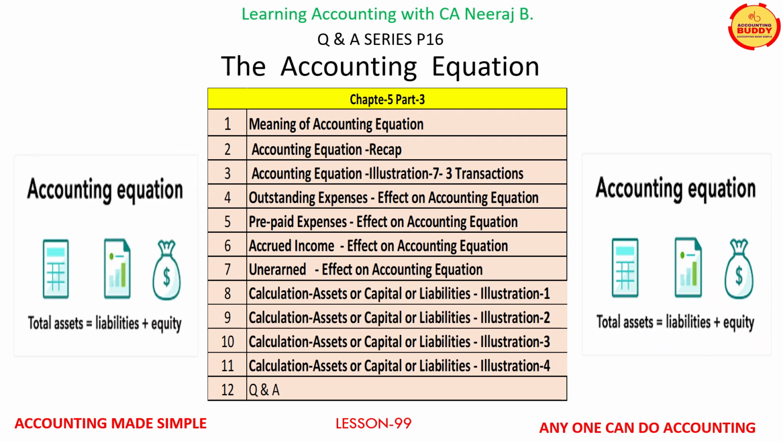In today's video, part 3 in the accounting equation series, we will review the accounting equation and dive into another illustration. Additionally, we will explore how items like outstanding expenses, prepaid expenses, accrued income, and unearned income impact the accounting equation. We will also work through 4 practical examples to identify the missing elements among the 3 key components of the accounting equation: assets, liabilities, and equity. So grab a seat, relax, and watch the full video to become an expert of the accounting equation. Let's get started.